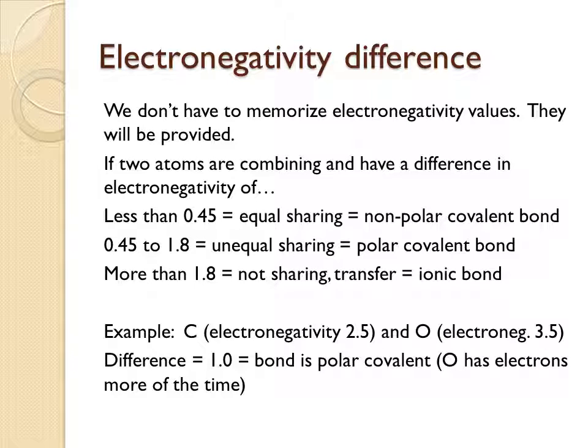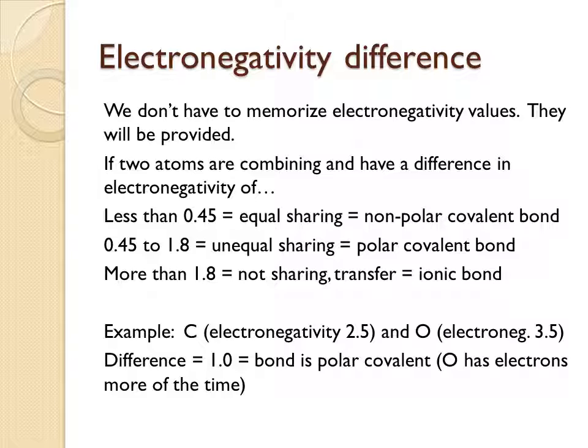And we're not going to have to memorize the electronegativity values. If you need those for a problem, they'll be provided. If you're doing a problem in the textbook, there's a chart there for you to look at. So if the 2 atoms that are combining have a difference in electronegativity of less than 0.45, so it's a pretty small difference, then the sharing between those atoms will be fairly equal, and that is called a nonpolar covalent bond. So covalent bond is a shared pair of electrons, and nonpolar means it's fairly evenly shared. There's not a negative and positive end.